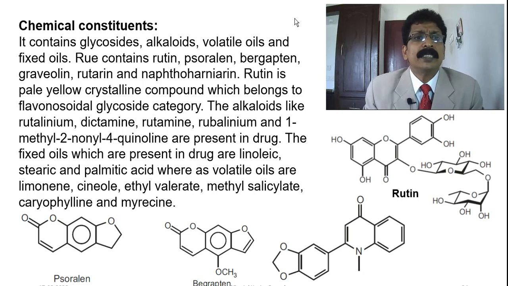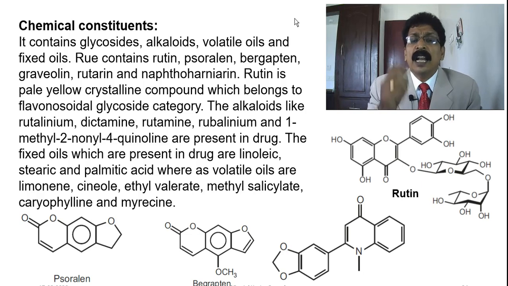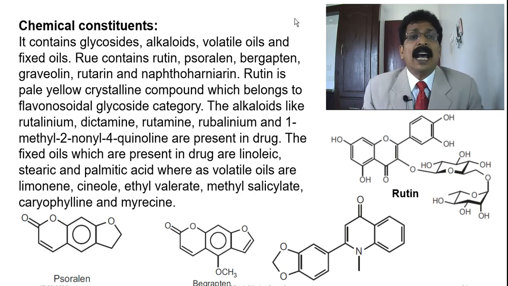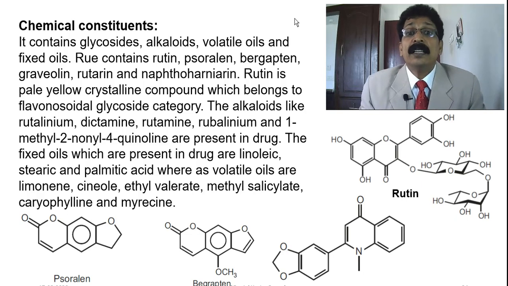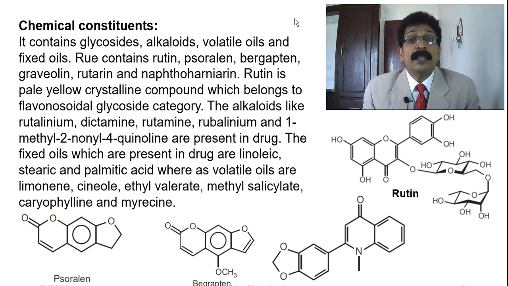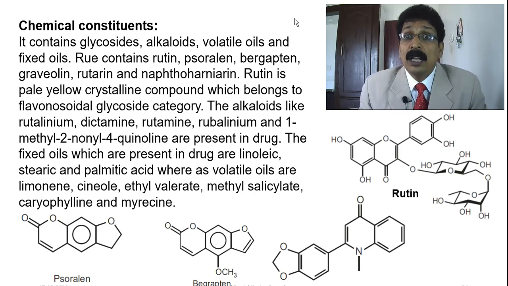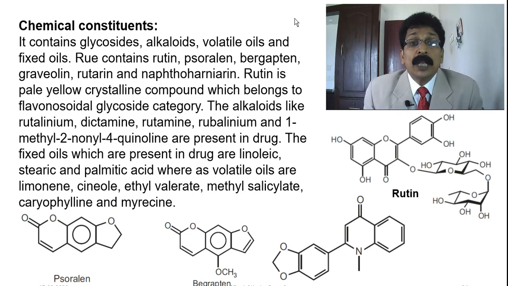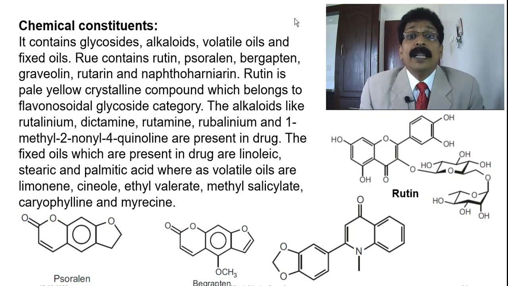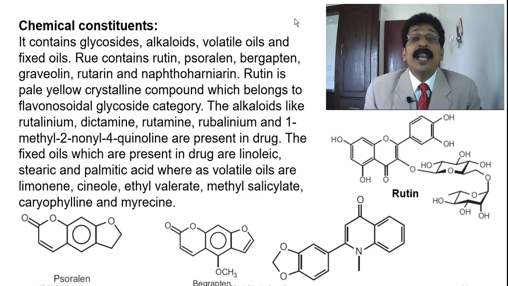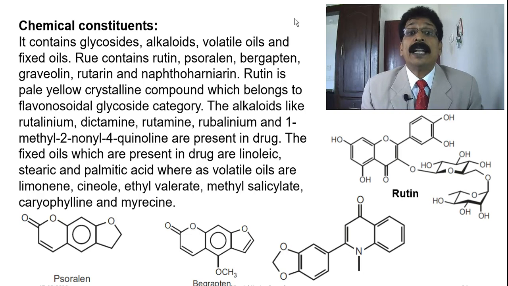Chemical constituents: it contains glycosides, alkaloids, volatile oils and fixed oils. Rue contains rutin, psoralen, bergapten, graveoline, rutarin and naphthohernarin. Rutin is a pale yellow crystalline compound which belongs to the flavonoidal glycoside category.